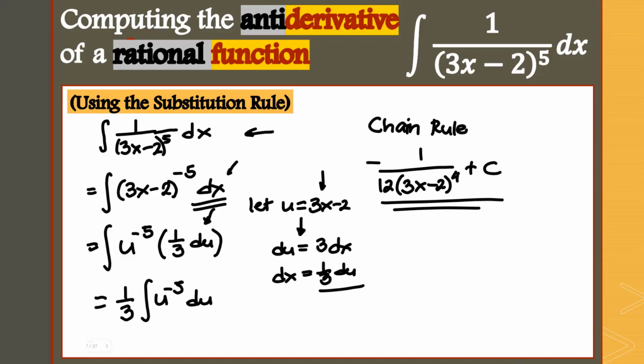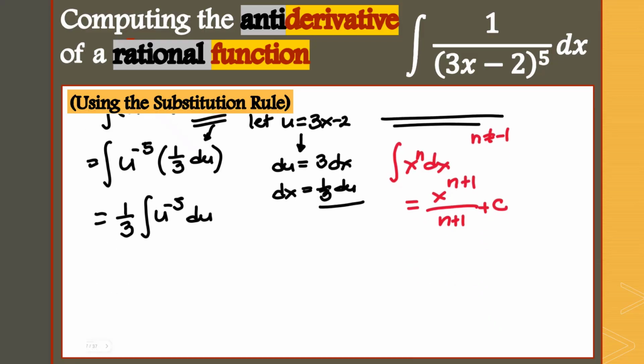Because with this, we can now use the power rule, because we have here x to the power of n dx. Instead of x, we have u, which tells us that it is u to the power of n plus 1 over n plus 1 plus c, where our n is not negative 1, and obviously it's not negative 1 here. So you will have this next step, 1/3 still there, times u to the power of negative 5 plus 1 over negative 5 plus 1, and then plus c here.